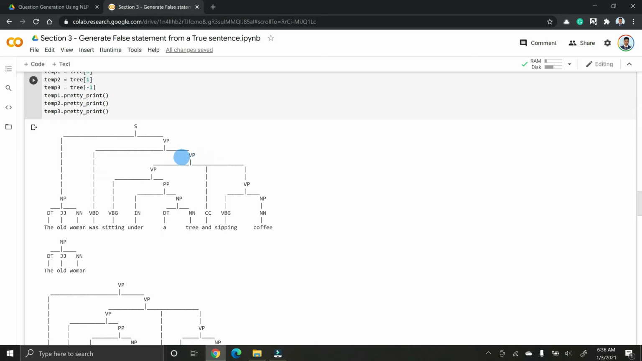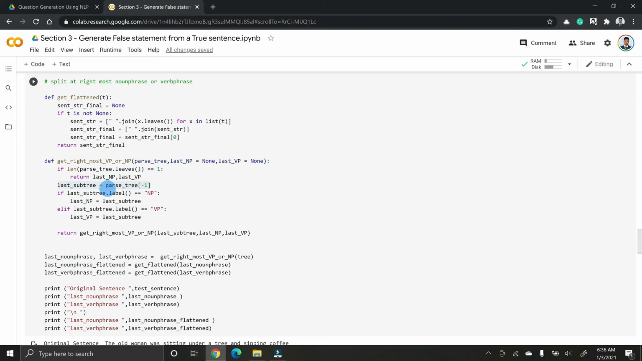Iteratively, I go through the rightmost element, which is sitting under a tree, and again the rightmost element, which is sipping coffee, and we store the last encountered verb phrase or noun phrase. This is exactly what is happening here, where we iteratively go through the rightmost subtree, and if that subtree label is noun phrase, we are going to store that in last noun phrase, and if that subtree label is verb phrase, we are going to store that in last verb phrase.